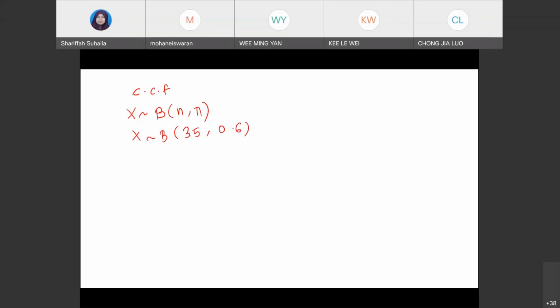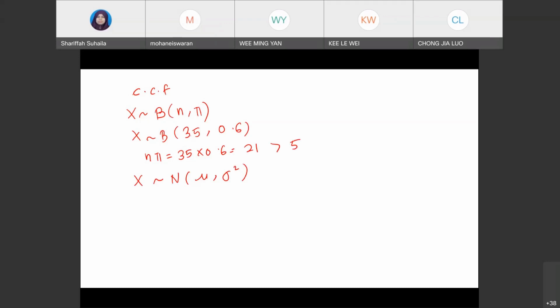So what you need to do, since your n is greater than 30, is check your n pi. n pi is 35 times 0.6. What is the value? 35 times 0.6 is 21, which is greater than 5. So when we have the case n pi greater than 5, normally we will have to change to normal distribution with parameters mu and sigma squared.